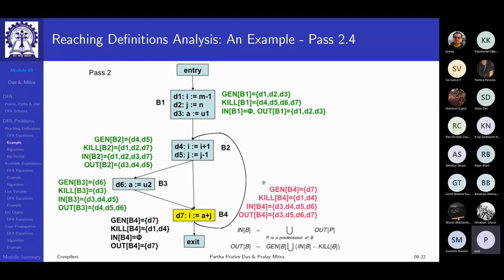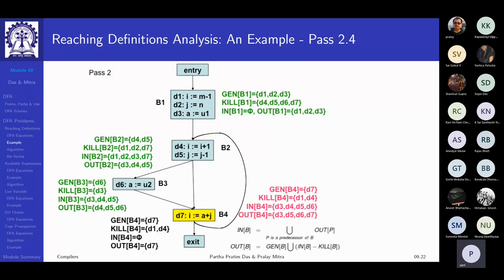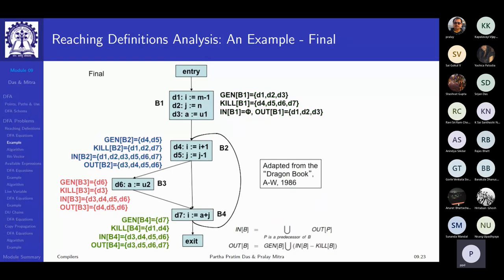Finally, I will go for B4, which had an outset of D7. Now, in the inset, I get the flow from B3 as well as from B2. So the out of B3 and the out of B2 will be considered together. I have D3, D4, D5, and D4, D5, D6. So I have D3, D4, D5, D6. This is my new inset now. My outset will be gen D7, and then I strike out whatever is there in the kill set, that is D4. So I'm left with D3, D5, D6, and D7. So I've completed pass 2, and these are my new estimates of ins and outs. Then I go through it again.